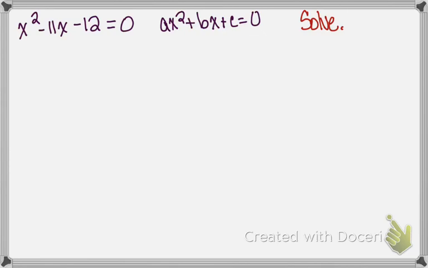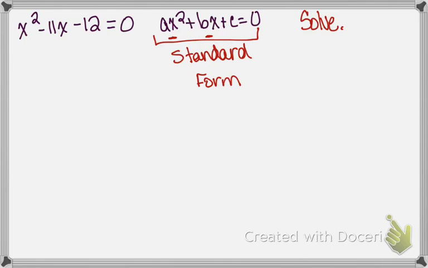Okay? Now, what this is right here is standard form of a quadratic. Okay? Standard form of a quadratic. That means that I have ax squared first. My highest exponent comes first. My next term is my next lowest exponent. Okay? So I have x squared, then I have x to the first, and then I have a constant.